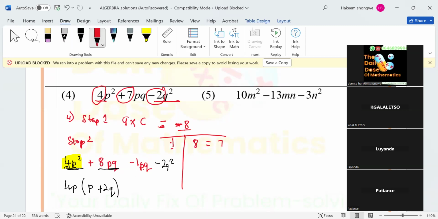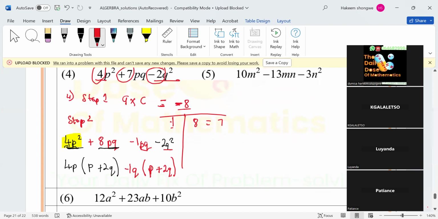What's common between these two? Minus 1Q, right? Minus 1Q. Okay, if you take out minus 1Q, what remains is P. And then what plus? You will say 2Q. All right, how do we continue? Because they are the same, you take one bracket. So you have P plus 2Q, right?